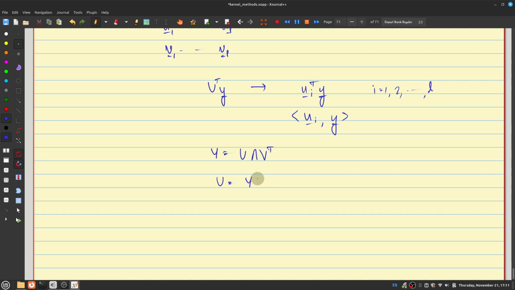So this is equal to y times v times lambda inverse, assuming, of course, that lambda is invertible. So what is perhaps more important is that ui is simply going to be y times vi divided by lambda.